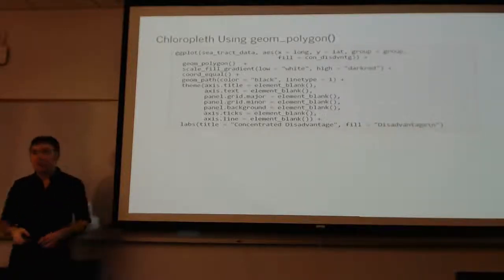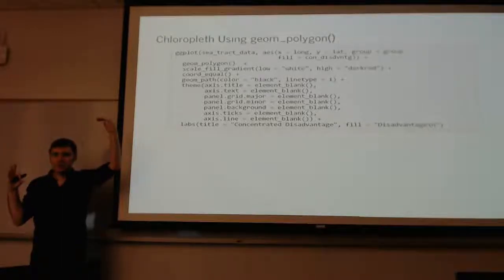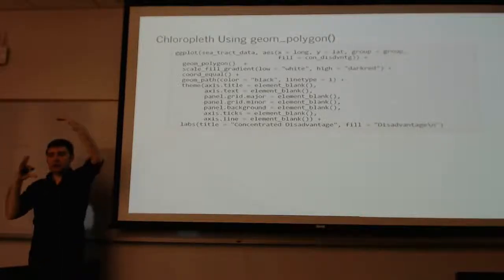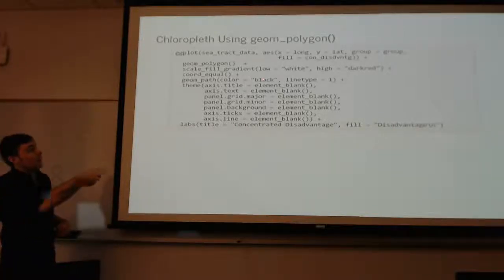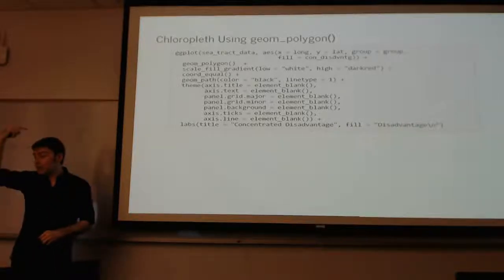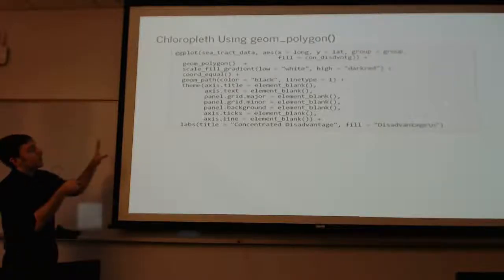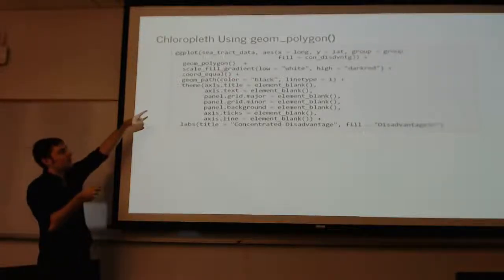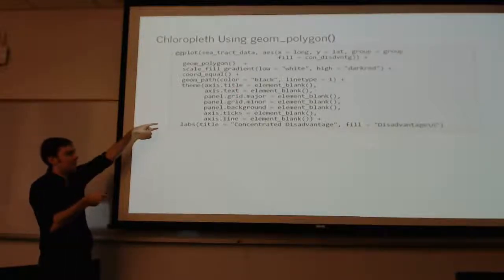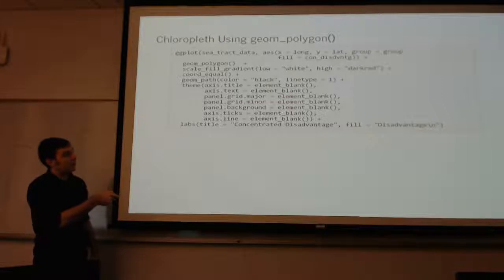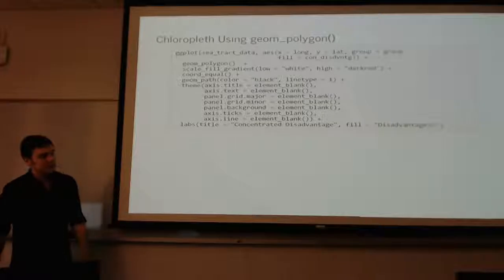coord_equal is just a way of equalizing the coordinates so that my latitude and longitude make a nice plot, basically so my plot isn't squished in some particular way. Then I've done geom_path, color equals black. We'll draw a black line around those polygons. I've set linetype 1, which I think is a solid line. Then this big call here is me just removing things. I don't want an axis title, I don't want axis text, I don't want grids, I don't want a background, I don't want ticks, I don't want lines. So I do element_blank on all of these things. Then I add a label, title concentrated disadvantage, fill equal to disadvantage.